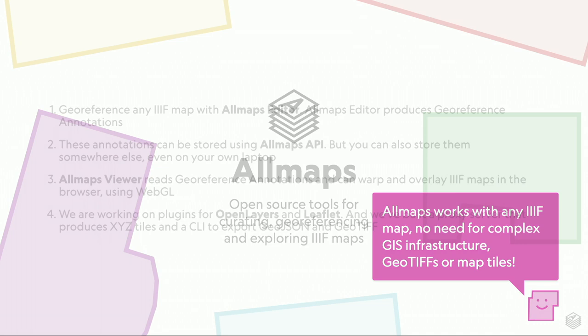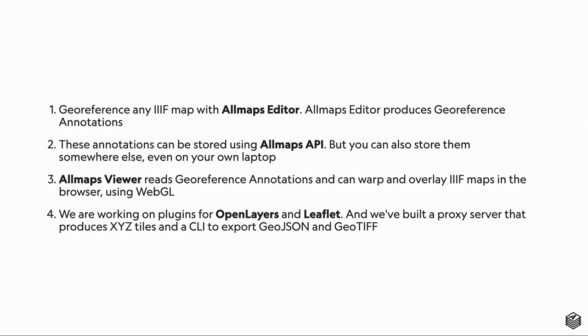So how it works, we have a few applications that you can use. First of all is the Allmaps Editor, which you can use to georeference your private images. Then we have an annotation server called the Allmaps API. Then a viewer application, which you can use to, in the browser, warp and overlay maps. And we're also working on plugins for Leaflet and OpenLayers, as well as tools to allow you to export maps to other map formats.